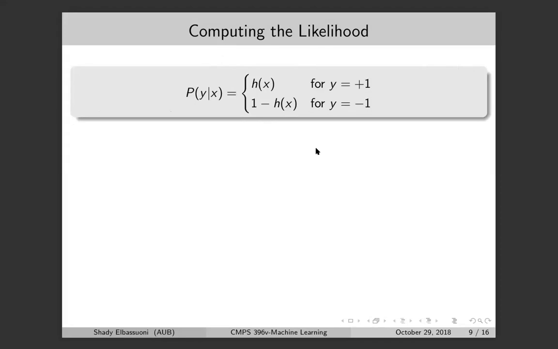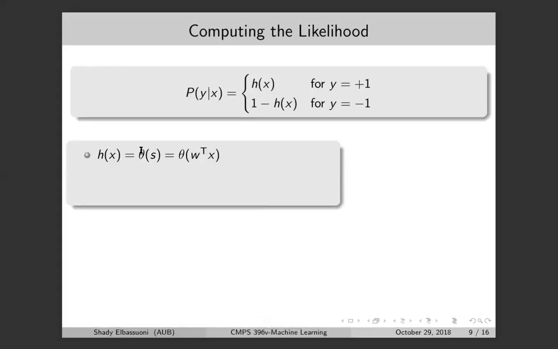Okay. So again, I have my hypothesis h of x, which depends on the weights, is the probability of y given x, the probability of being +1 or -1 given x. What is h of x? It's theta of s, the signal, which is theta of w transpose x. So basically it's nothing but the weighted sum of the weight times the features, and then passing this through the sigmoid function theta. That gives me a value between 0 and 1.